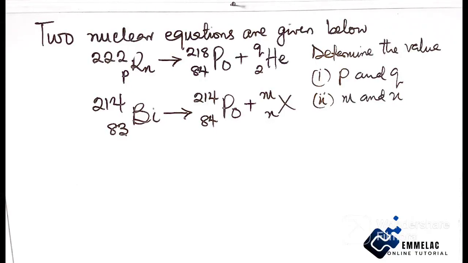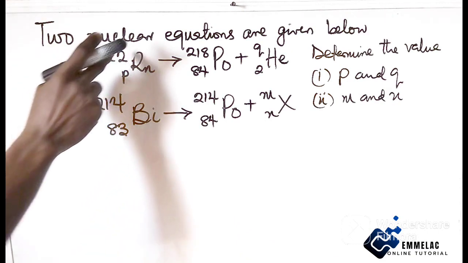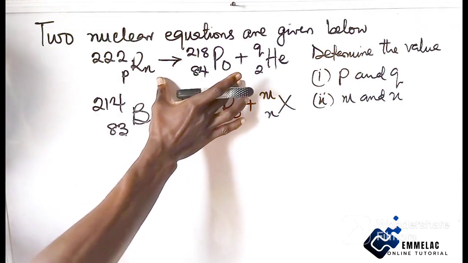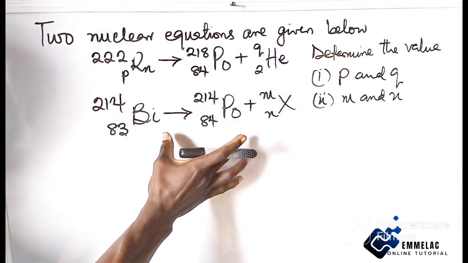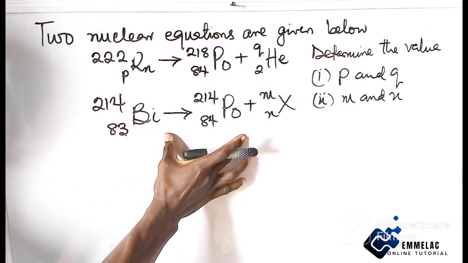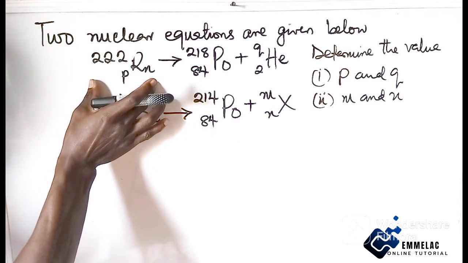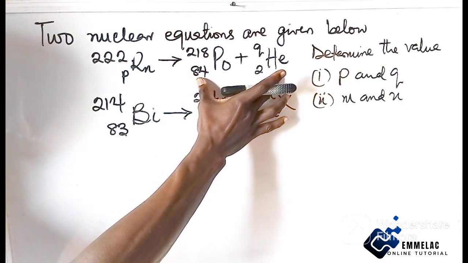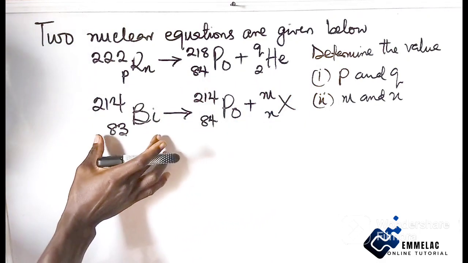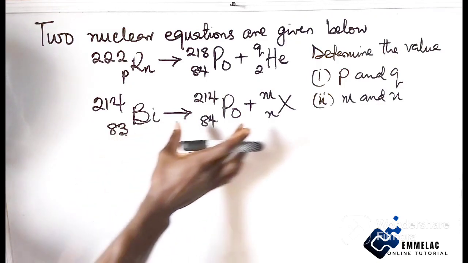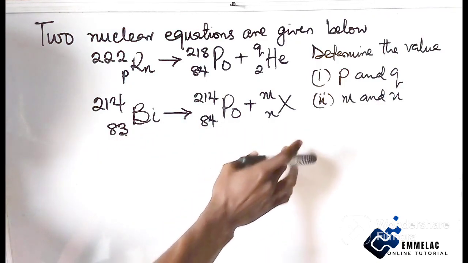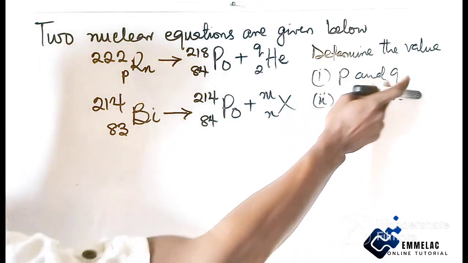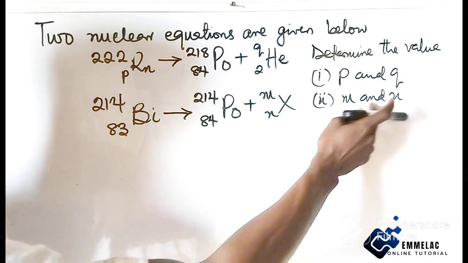Before us is this question that says two nuclear equations are given below. Here is the first equation, and here is the second equation. This radioactive nuclide, after this disintegration, this is the resulting nuclide. Now the question is, determine the values from figure 1, P and Q, and from figure 2, M and N.